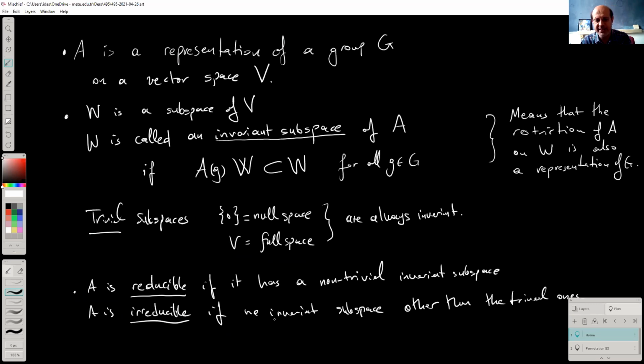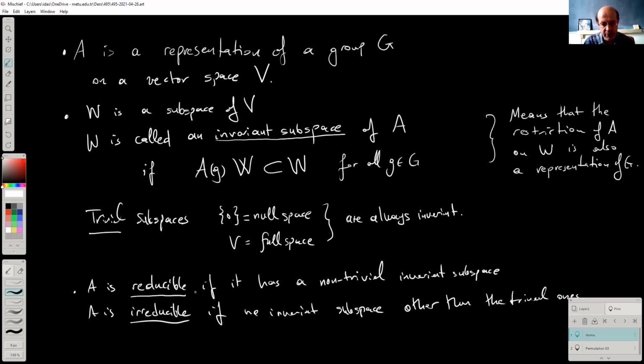All right, let me give the example. So basically, reducible ones are the representations which I can express in terms of smaller representations. I'm going to show that I can do this as a direct sum actually. If it is reducible, then I can write it in terms of smaller representations. If it is irreducible, then I cannot. And in a way, these are the building blocks of bigger representations.